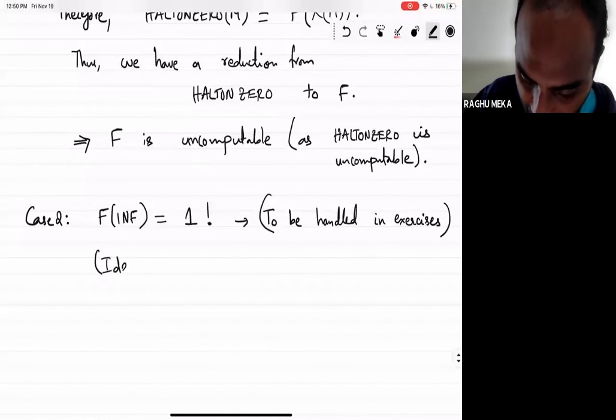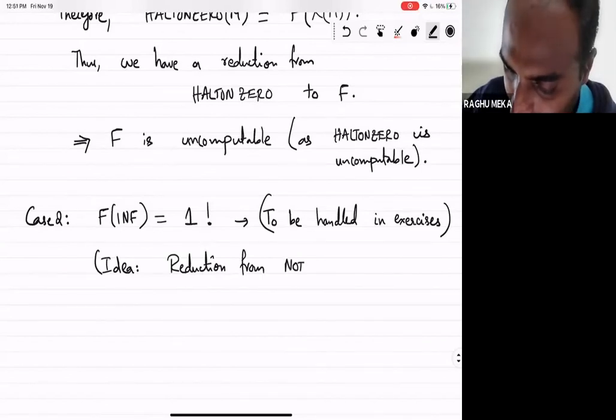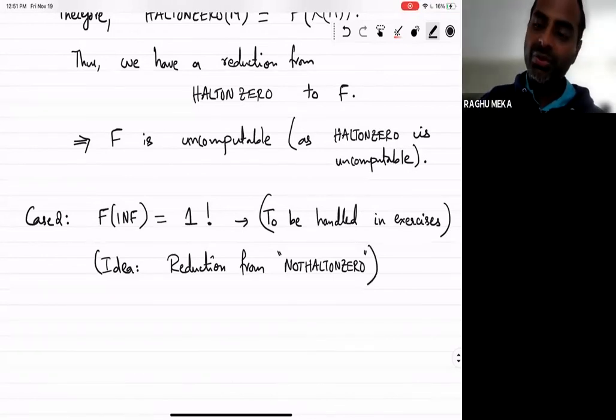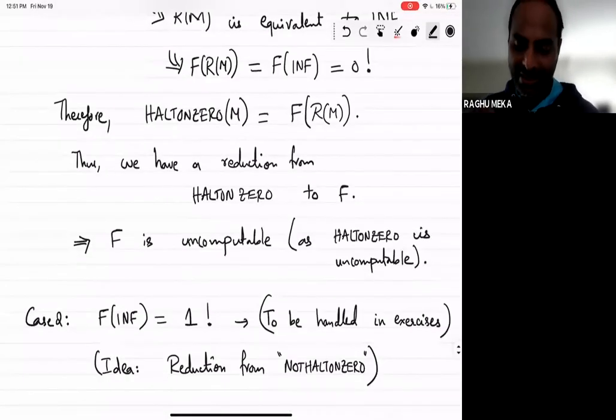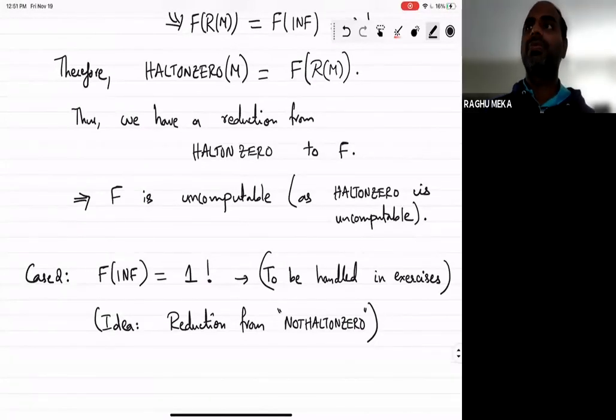So the idea is a reduction from... okay, so you can do the same thing. We just have to slightly change things, but nothing materially changes. Okay, any questions about this?